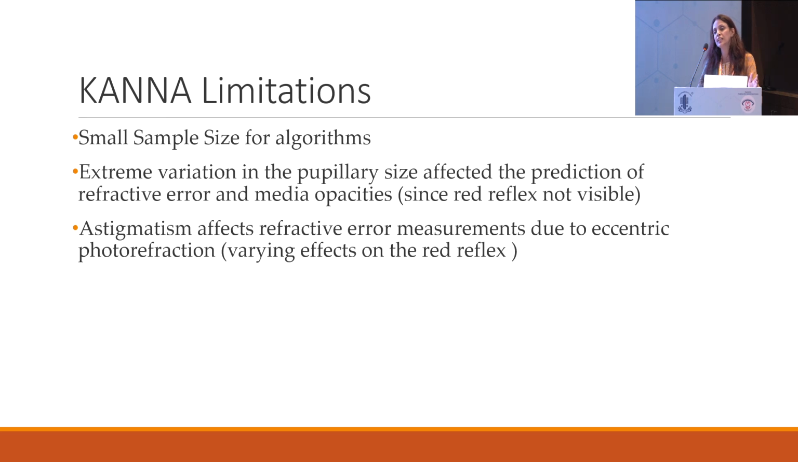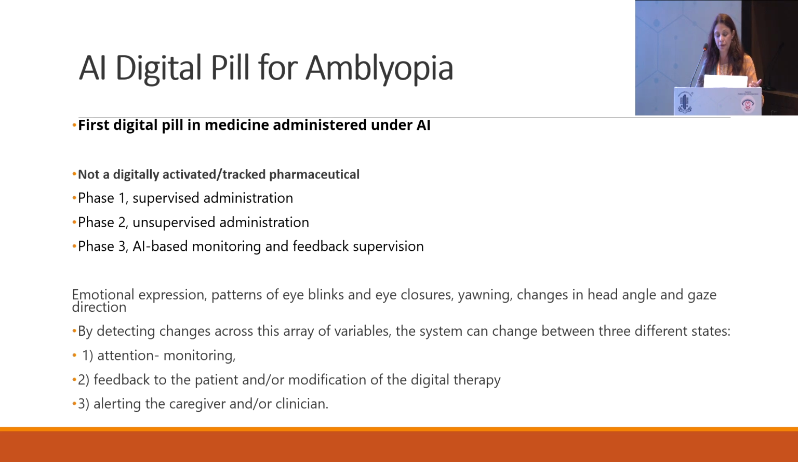The limitation is, again, the tool has been developed based on a very small sample size, and if there is an extreme variability in the pupillary size, then the prediction of the refractive error and the media opacities will not be very good with this. Also, astigmatism will cause an eccentric photorefraction, and again, the prediction value will go down.